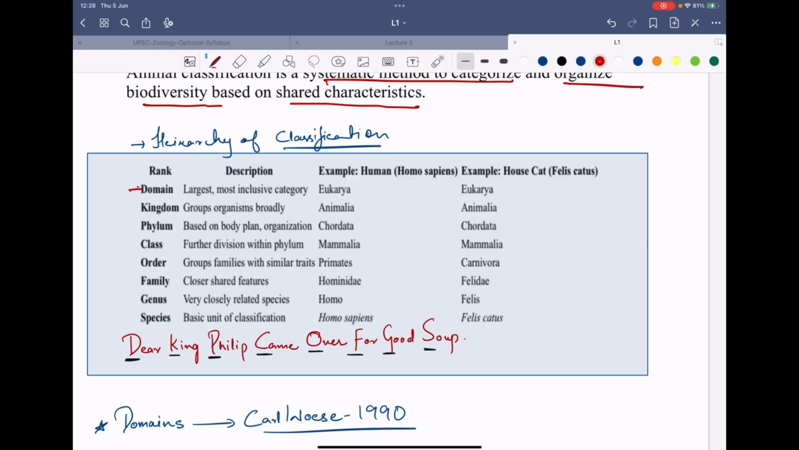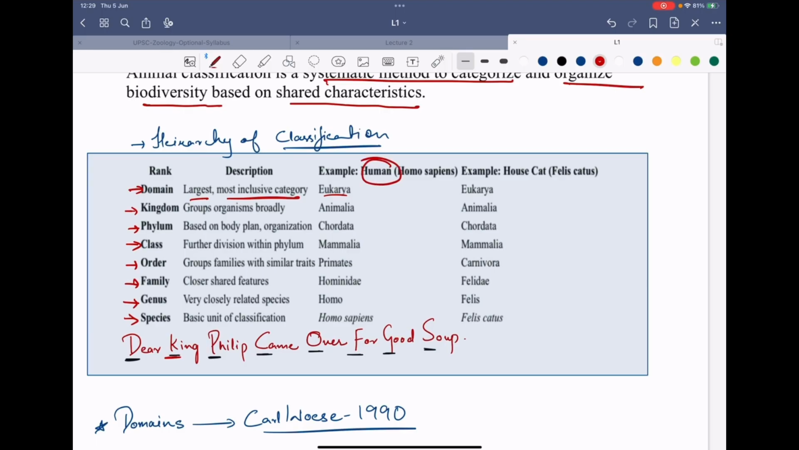Dear is domain. Domain is the highest level, and in domain we include kingdoms. After kingdoms we have phylum, after phylum we have class, after class we have order, then family, then genus, then species. So domain is the largest and most inclusive category. For example, we saw Eukarya.